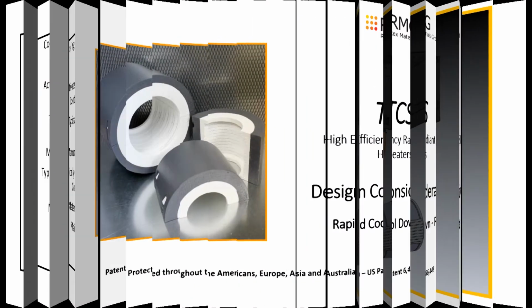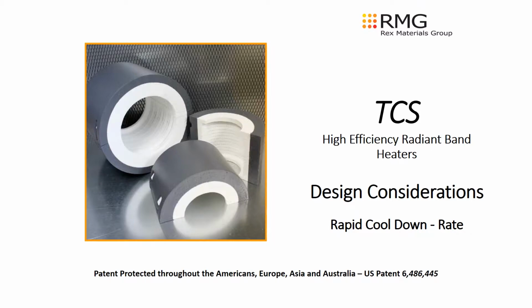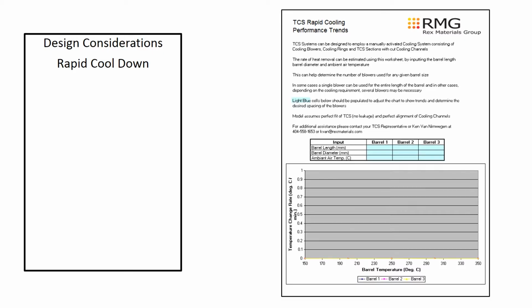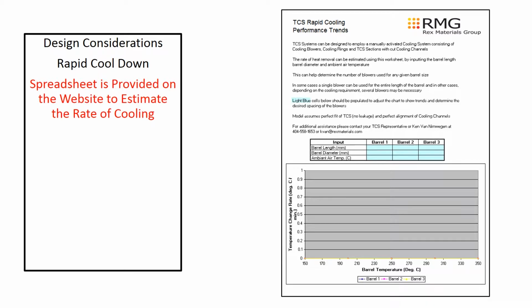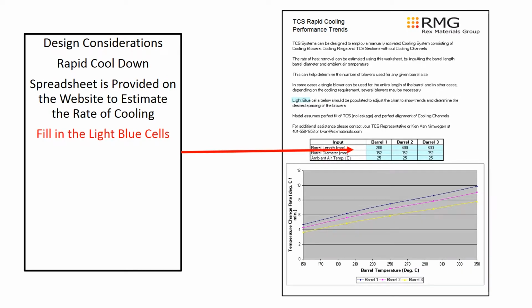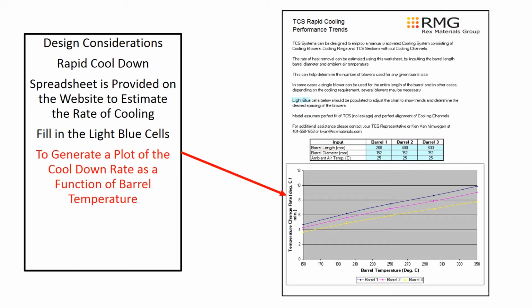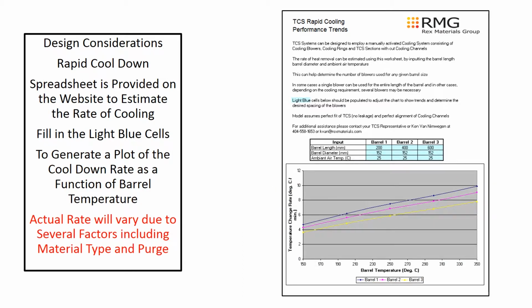When designing for rapid cool down, the targeted rate of cool down must be considered. The rate of cool down will vary with both airflow and the size of the surface area being cooled, or the barrel size. Rex Materials provides a spreadsheet to estimate the rate of cooling. Just fill in the light blue cells to generate a plot of the cool down rate as a function of barrel temperature. The actual rate will vary due to several factors including material type and purge, but the plot provides a good baseline.